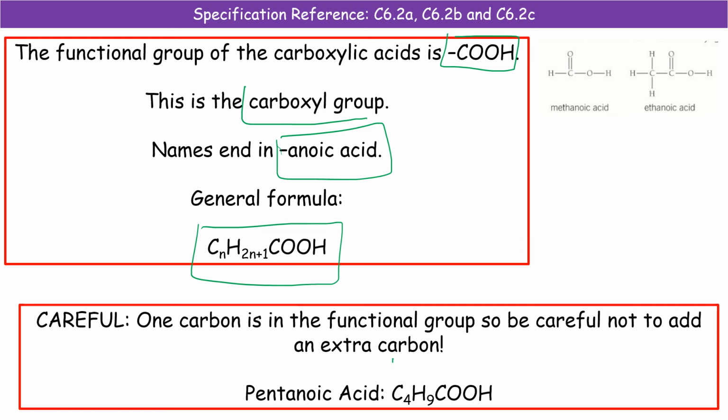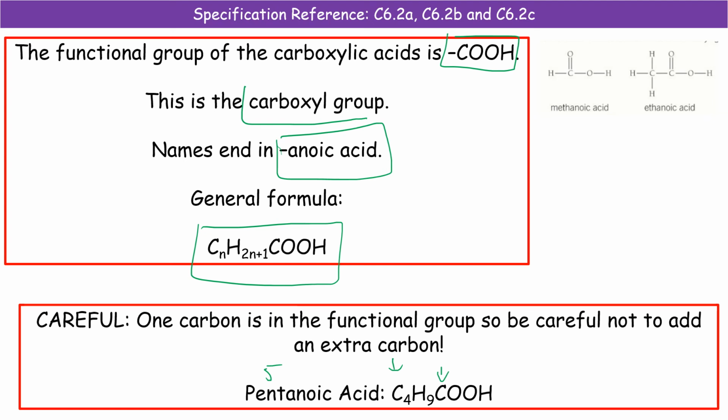So I've given you the example of pentanoic acid, so pent means 5, so there are 5 carbons, and if we look, we've got C4 because the 5th carbon is there in our functional group. So just go careful with that to make sure that you're not adding in a random extra carbon.